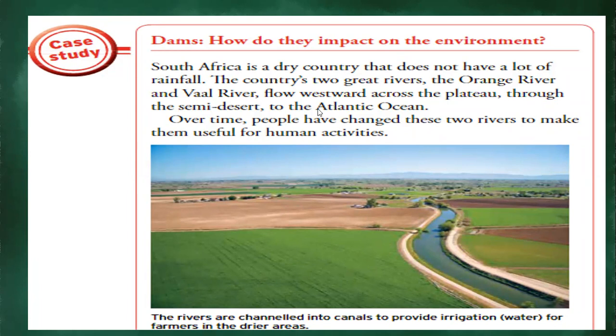So the Orange River and the Vaal River flow westwards across the plateau, inland, through the semi-desert to the Atlantic Ocean. Over time, people have changed these two rivers to make them useful for human activities. Who can tell me how people changed these two rivers to make them useful for human activities? What comes to your mind?